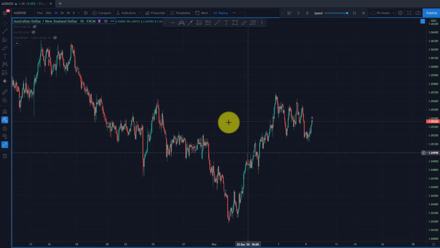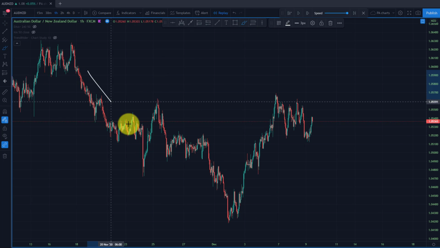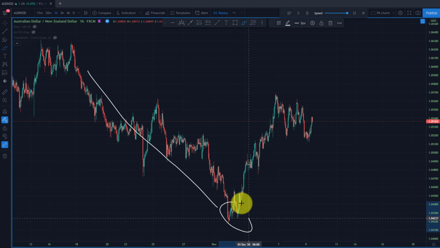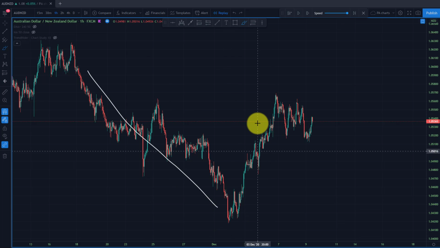So now we're looking at a potential uptrend. The market came from a downtrend here, bottomed out, and then started making higher highs and higher lows.